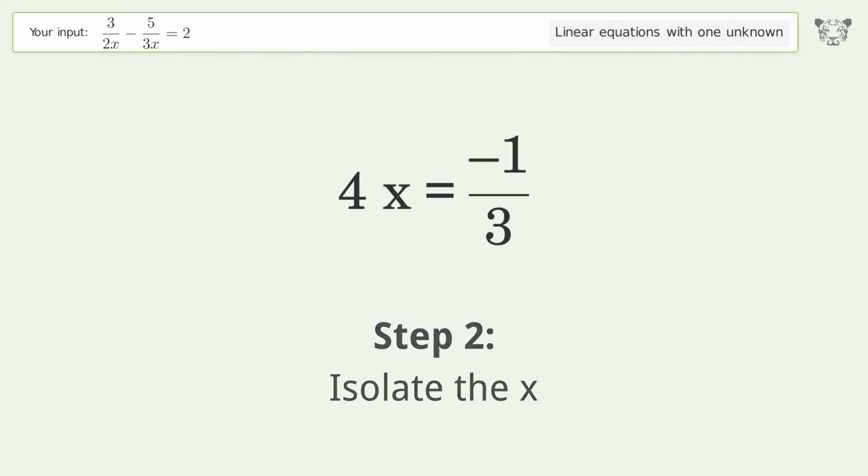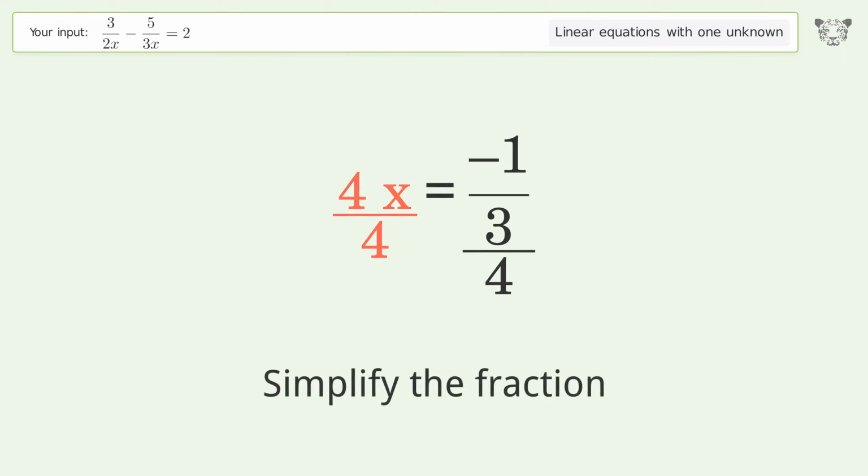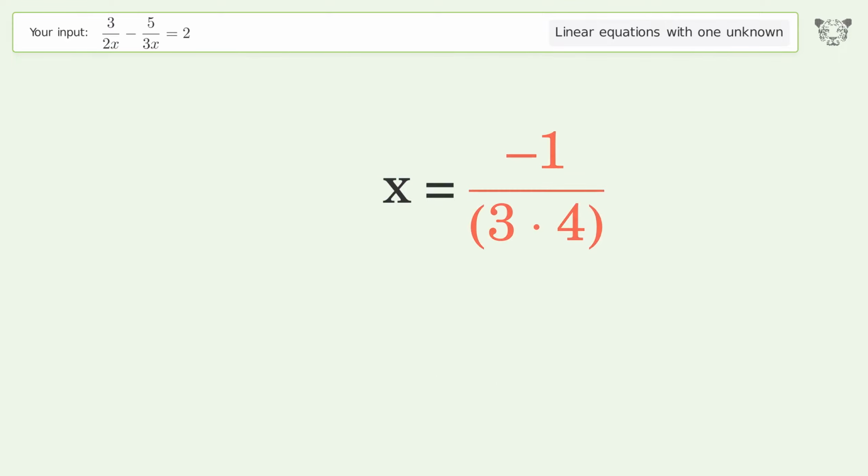Isolate the x. Divide both sides by 4. Simplify the fraction. Simplify the arithmetic. And so the final result is x equals -1/12.